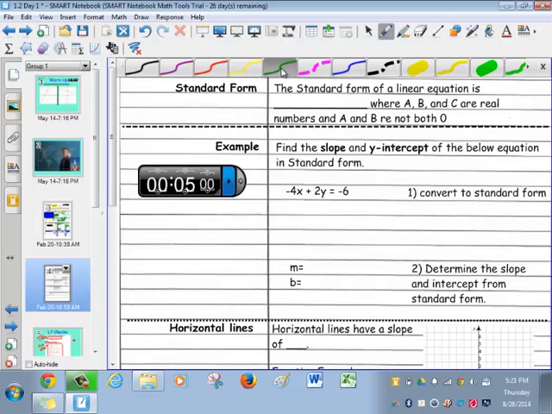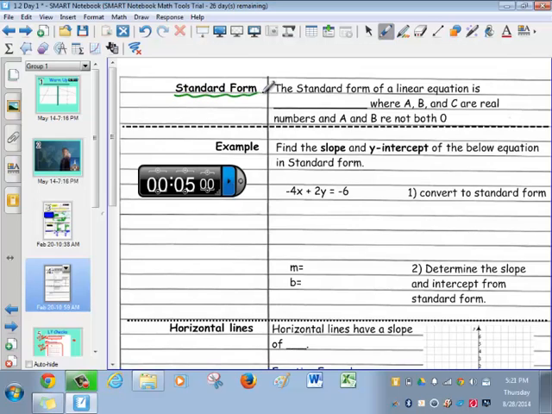Now I'm going to be talking about something called the standard form. It's a little bit of a different form. I don't like it as much as the y-intercept form, but you'll see it a lot out in the real world. So I'm going to define it here.